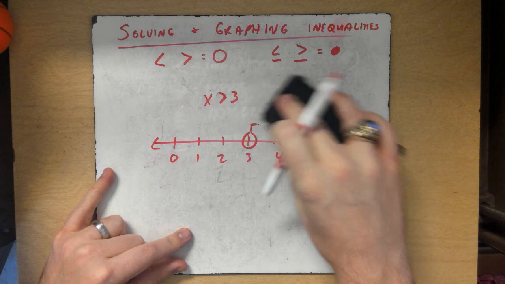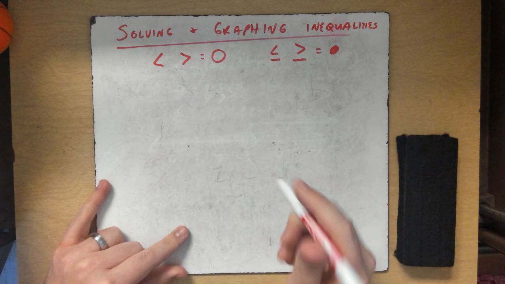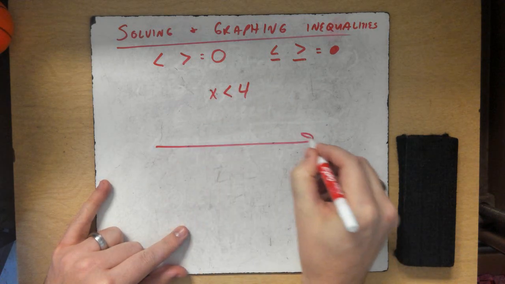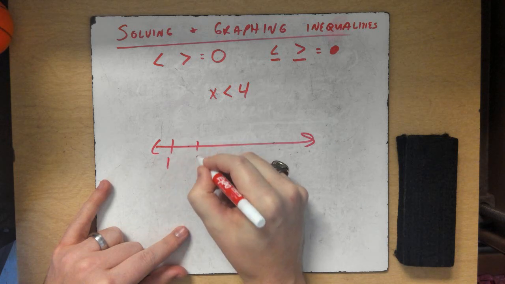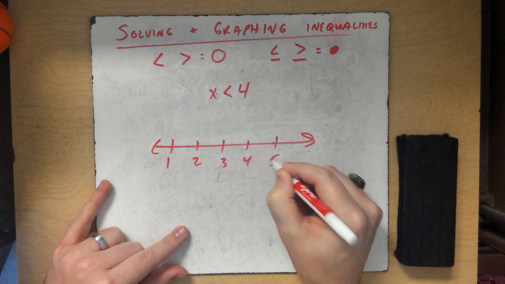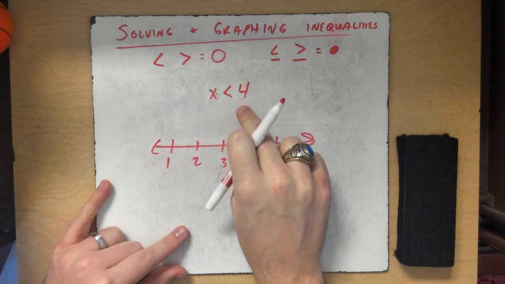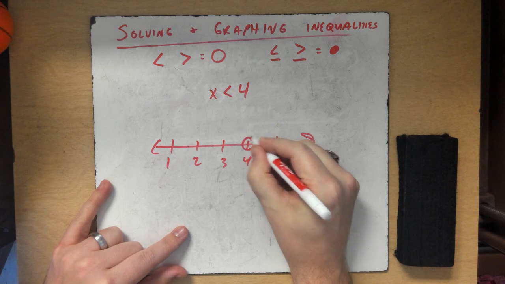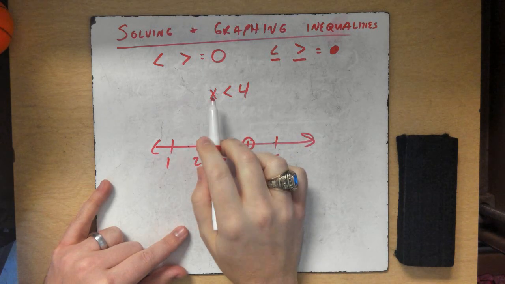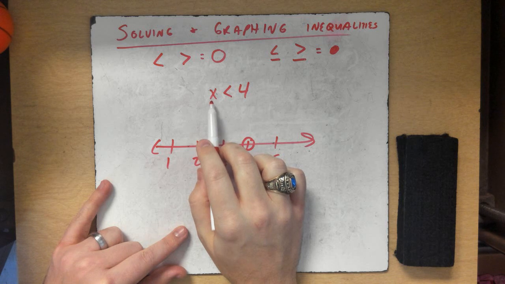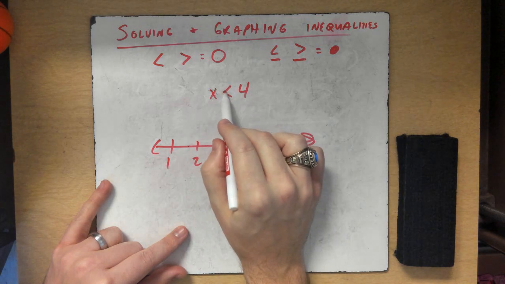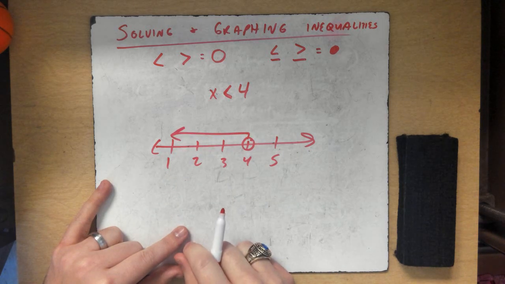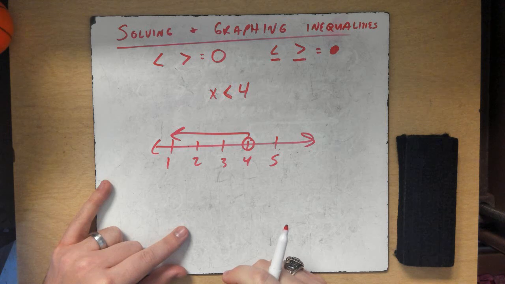Let's do another example here. Let's do x is less than 4. Okay, so once again, draw a little number line. We'll do 1, 2, 3, 4, 5. We find 4. We look at the symbol. There's no line underneath it, so we're going to open circle on 4. Our letter is first, so we're going to follow the point of the symbol. The point is pointing left, so our arrow is going to go left. Okay, so simple as that.